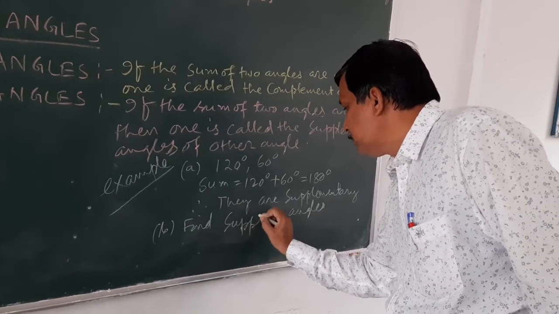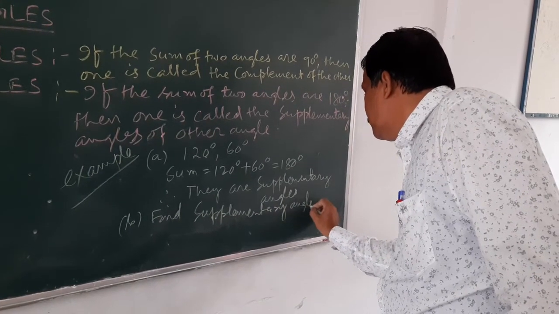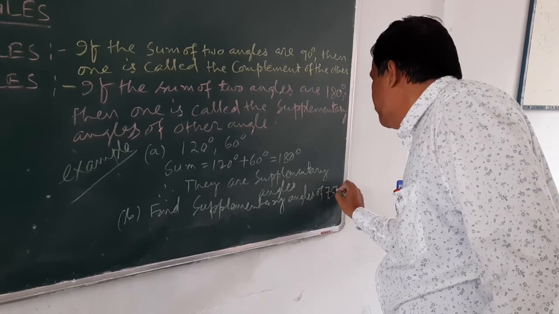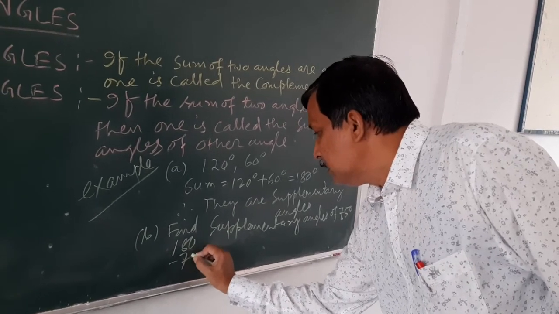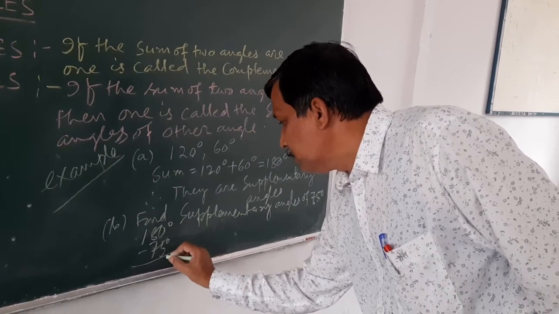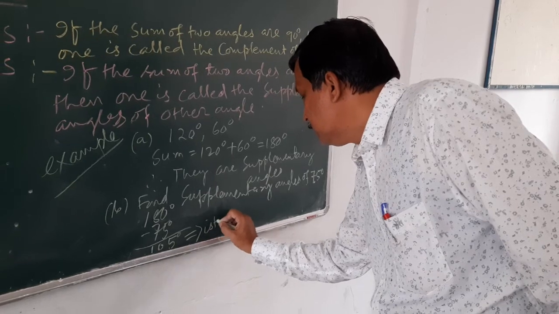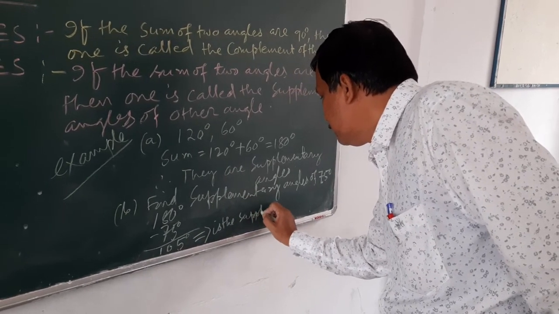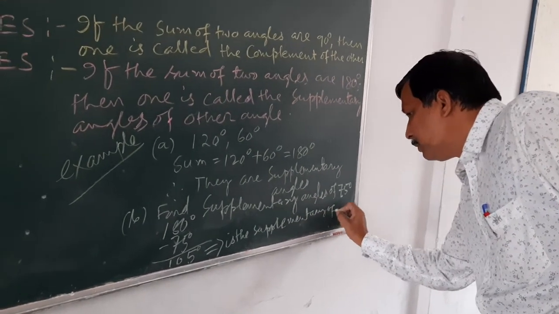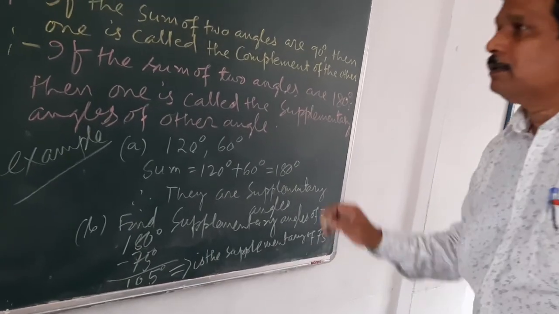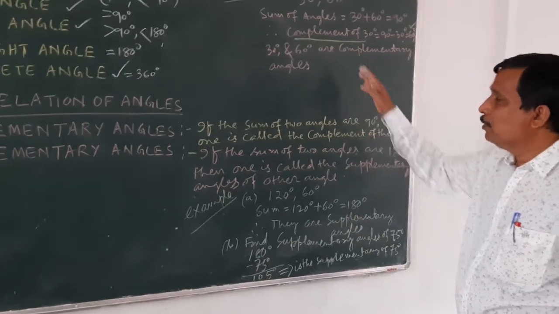Suppose another question: find the supplementary angle of 75 degrees. What you have to do is 180 minus 75 degrees, so 105 is the supplementary angle of 75 degrees. So this is all about the complementary angles and the supplementary angles. You can practice more and more.